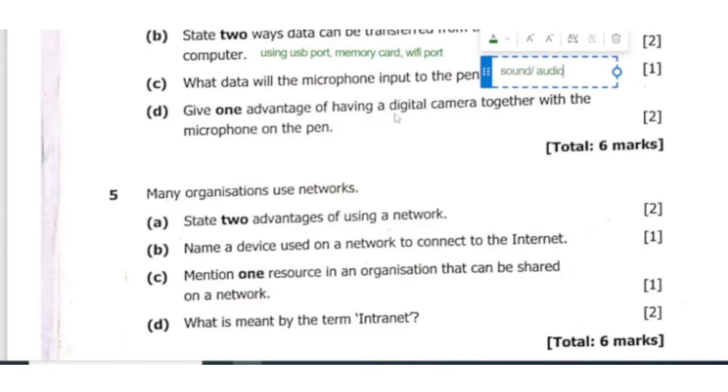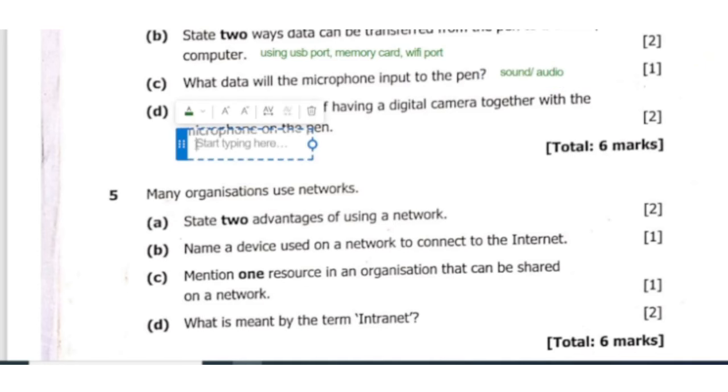Give one advantage of having a digital camera together with the microphone on the pen. So one advantage is that you'll be able to record video and audio. You can record a video that has got sound. The camera will be recording the video and the microphone will be recording the audio or the sound. That means at the end of the day, you're going to have a product that has captured the visual and the audio.